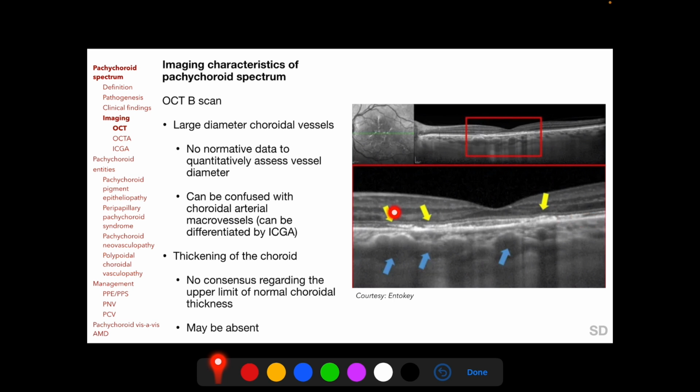This is another OCT scan in a patient with pachychoroid, and we find the large choroidal vessels in the outer choroid, which may actually span the entire thickness of the choroid, and RPE disturbances overlying these pachyvessels.